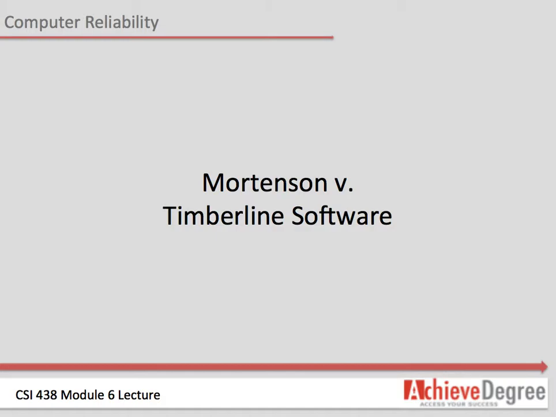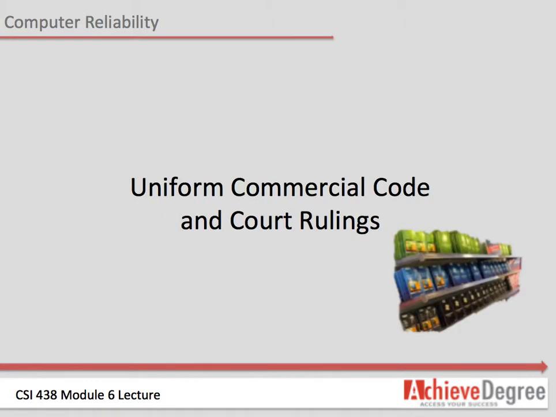Mortensen versus Timberline Software established that the licensing agreement limited the consequential damages that Mortensen could recover from Timberline, even though Timberline knew there was a bug in the program and had not told Mortensen. Courts have been reluctant to view software as a product subject to the theory of strict liability, because a software-controlled device may cause harm through no fault of the programmer.